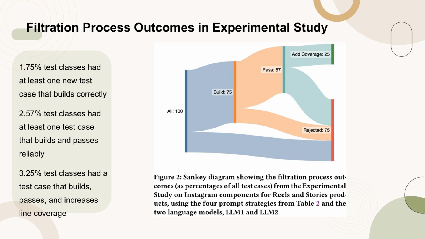Figure 2 presents a Sankey diagram illustrating the filtration process outcomes from an experimental study on Instagram components for Reels and Stories products. The study utilized 4 prompt strategies from Table 2 and 2 language models, LLM1 and LLM2. Key findings include 75% of test classes had at least one new test case that builds correctly, 57% had at least one test case that builds and passes reliably, and 25% had a test case that builds, passes, and increases line coverage compared to other test classes with the same build target.